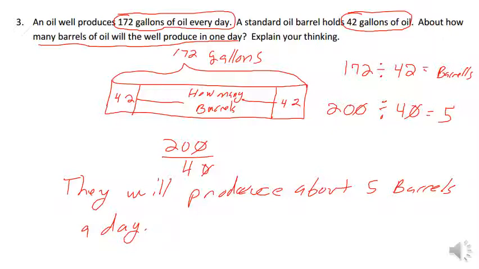Now see if that makes sense. 172 gallons every day, 42 gallons of oil in one barrel. Wants to know how many barrels. Okay, so we knew that there's 5 barrels, 42 gallons each times 5, and if we estimated this in a multiplication, that would be 40 and 5, which equals 200, which is exactly what we estimated.